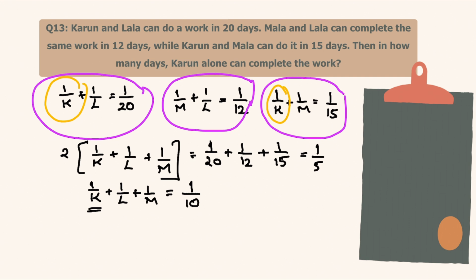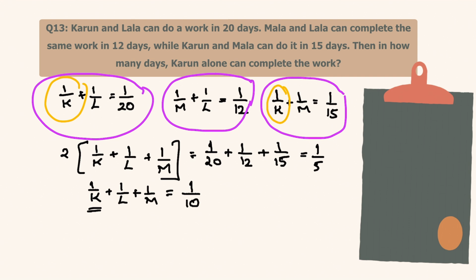Because we are subtracting, we will get 1 by k equal to 1 by 10 minus 1 by 12. It means on solving, you will get 1 by 60. That means Karun will take 60 days to complete the work. The second reciprocal. So it is an easy question only. We have written down what is being given in the question. It's very easy. You can solve it in any way you want.